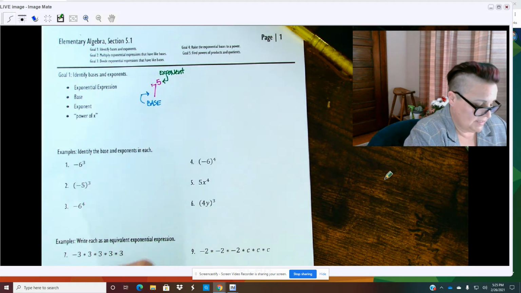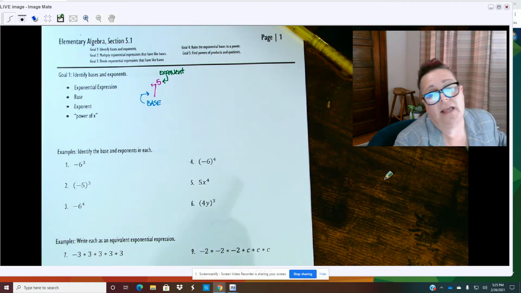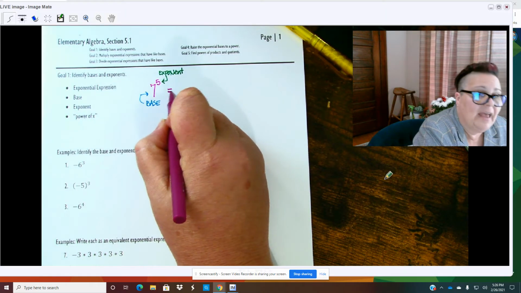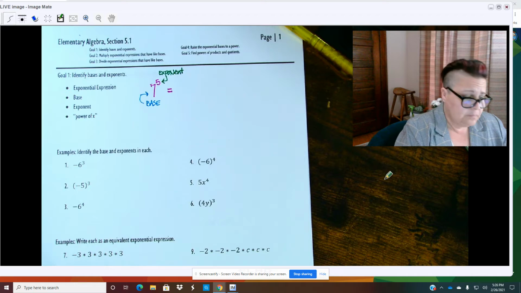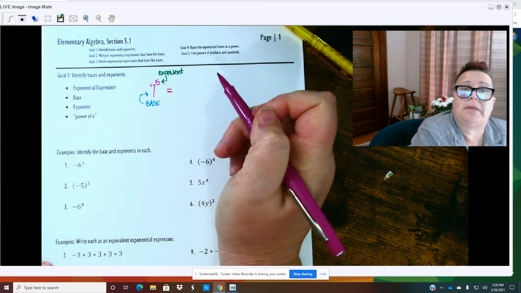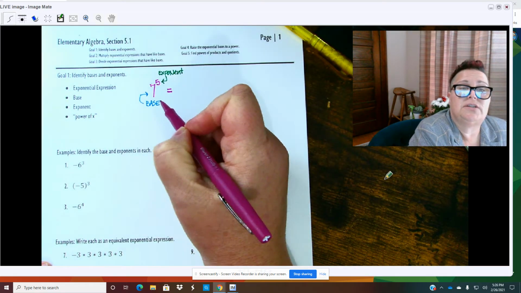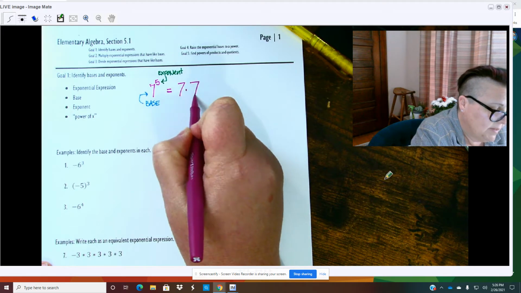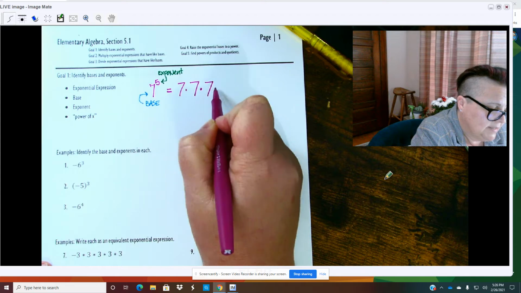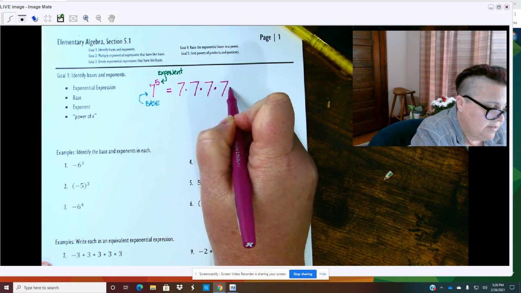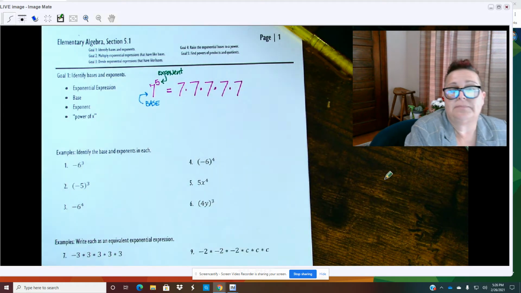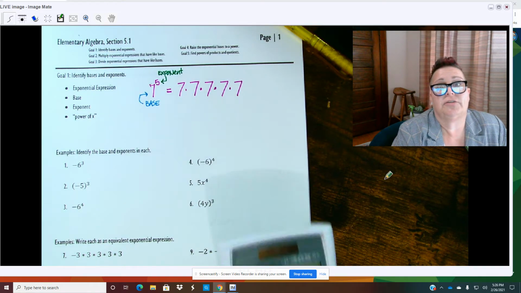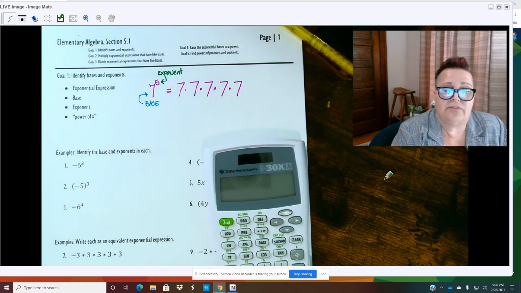All right, so what does this mean? The exponent tells us how many times 7 is a factor, or how many 7s there are being multiplied together. So 7 to the 5th means 7 multiplied by 7, multiplied by 7, multiplied by 7, multiplied by 7. This number is really large. We often use a calculator to find it.